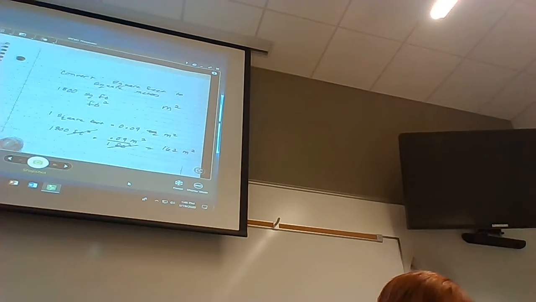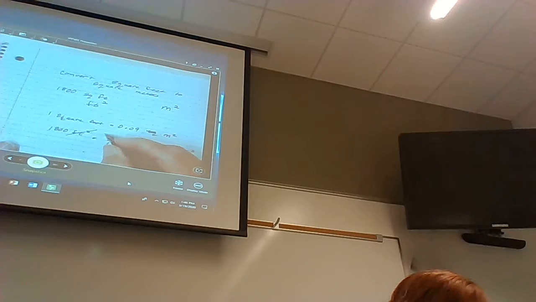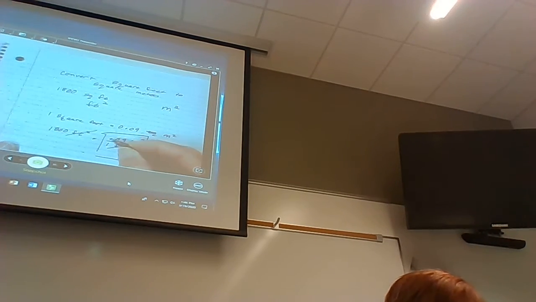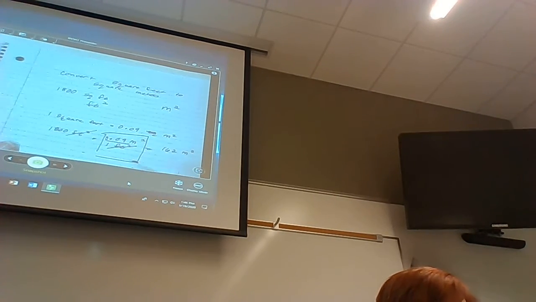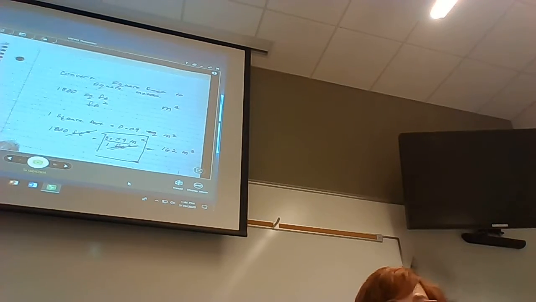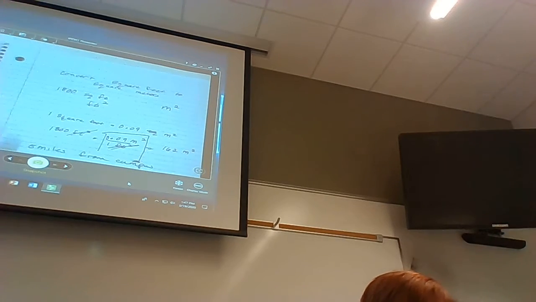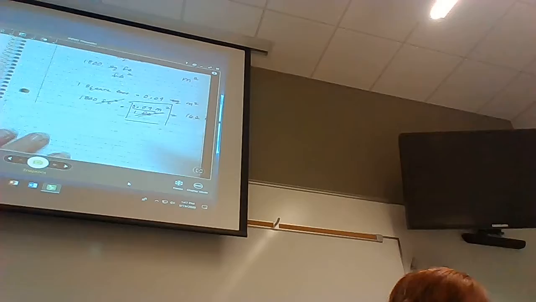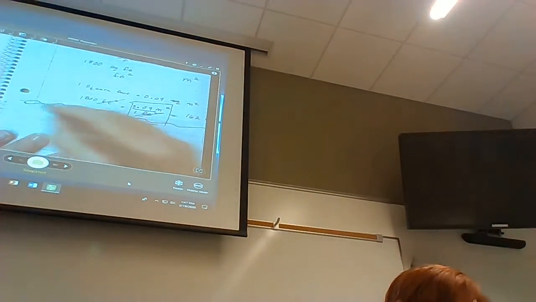Then I wrote my fraction. This is my 1. I'm going to make it kind of funny looking, a 1 like that. I know that 0.09 meters squared is 1 foot squared. The foot squares now cancel out, and I do my multiplication, and I get 162 meters squared. I thought that's pretty cool. So my house, 1,800 square feet, is 162 square meters. Then I did another example. So I'll separate the two examples so it's easier for you to see them.